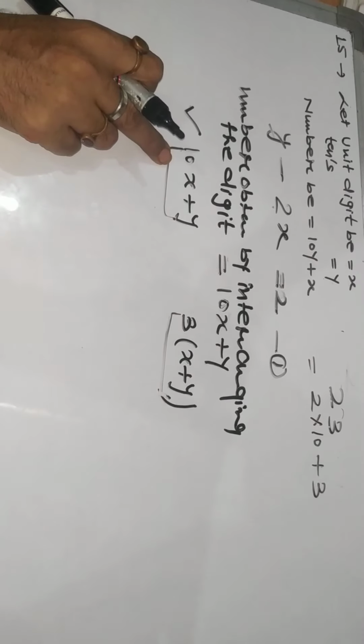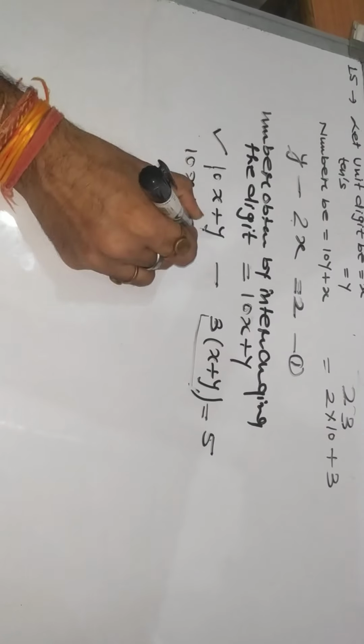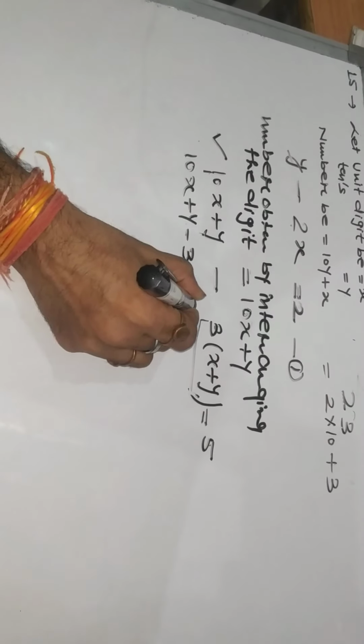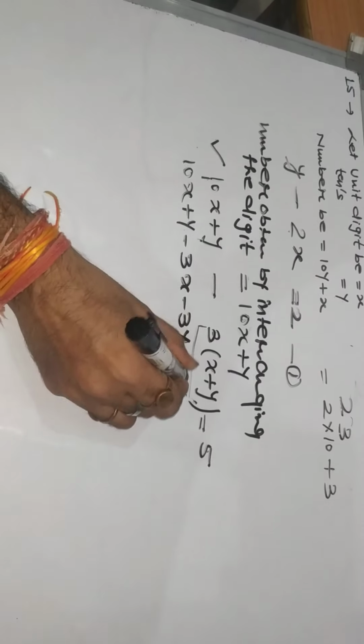So we have to open the bracket. 10x plus y minus 3x minus 3y is equal to 5. Then 7x minus 2y: 10x minus 3x is 7x, and y minus 3y is minus 2y, equal to 5.